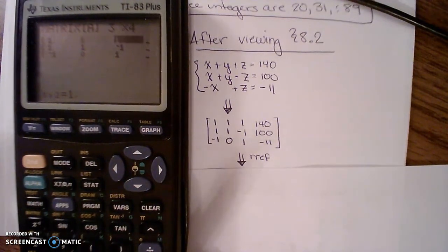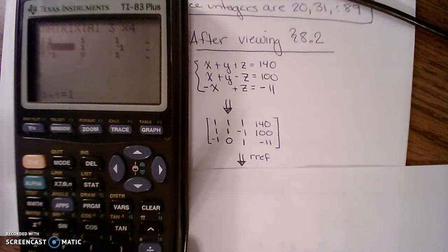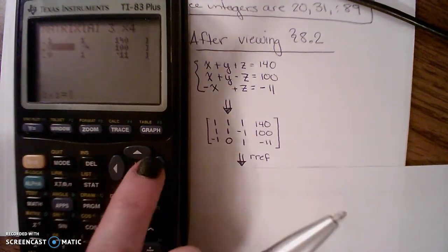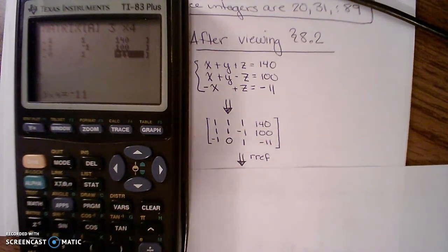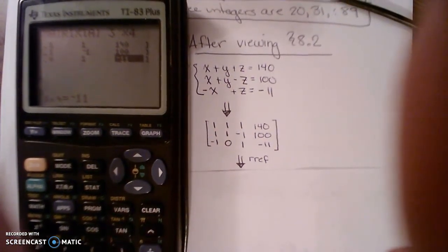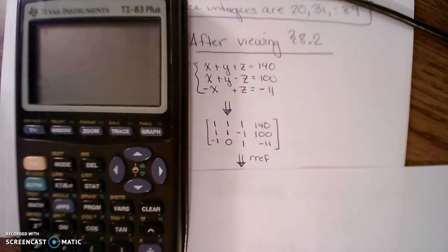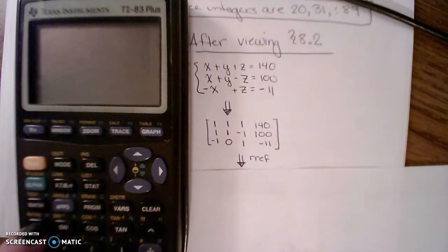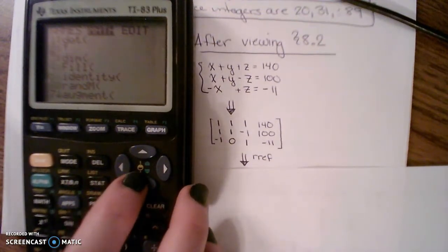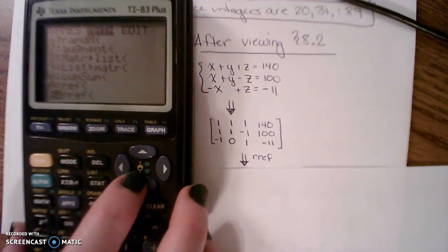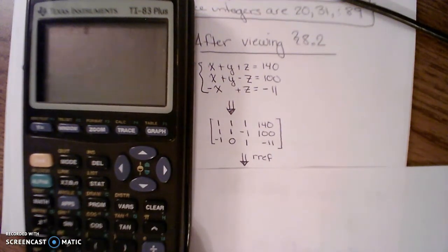So we've got 1, 1, 1, 140. That's the first equation. 1, 1, negative 1, 100. And then the last equation is given by negative 1, 0, 1, negative 11. Now that I have that in there, let's exit out. And now I'd like to do a calculation with that. I'll go to the matrix button one more time, go over to math, and scroll down until I see RREF, which is the reduced row echelon form of the matrix. Then I'll plop the matrix A right in there.